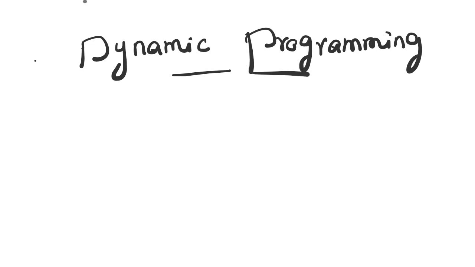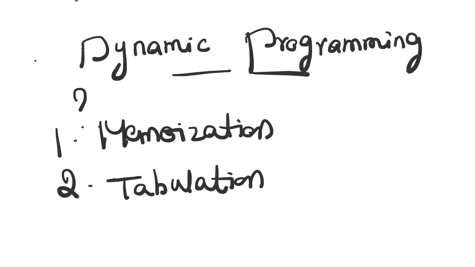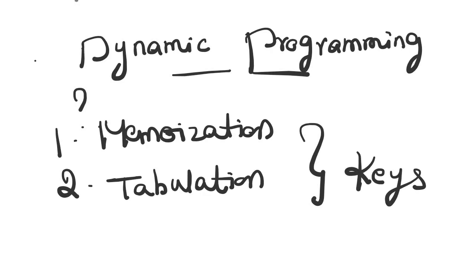Why is it called dynamic? The question is why it is called dynamic. The solution is built gradually by solving smaller subproblems. That's why it is called dynamic. It is mainly based on two key principles. The first principle is memoization, and the second one is tabulation. These are the two key principles on which dynamic programming works.